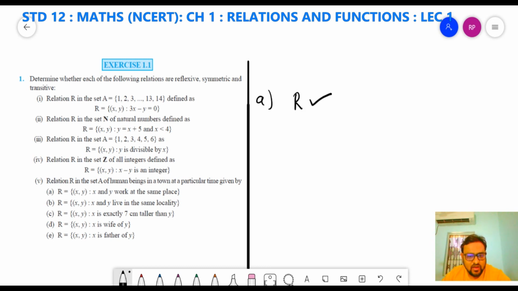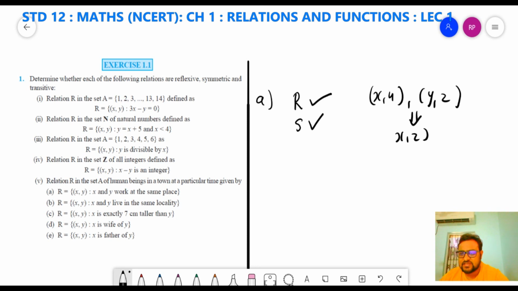Now x and y work at the same place, that means (x, y) belongs to R. Then y and x also work at the same place, right? It's just the reverse, so it is also symmetric, right? The third one, x and y work at the same place, y and z work at the same place, so obviously this will imply that x and z also work at the same place. So this belongs to R, this belongs to R, this is also belonging to R, so this is transitive, hence it is an equivalence relation. Clear? So like this you solve B, C, D and E also.